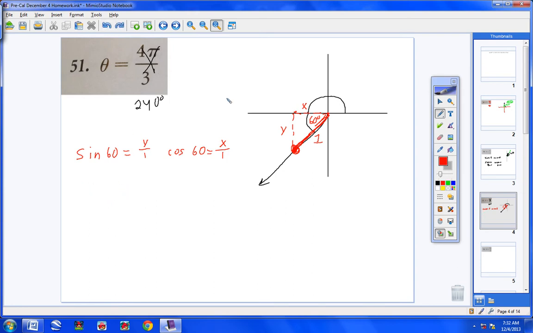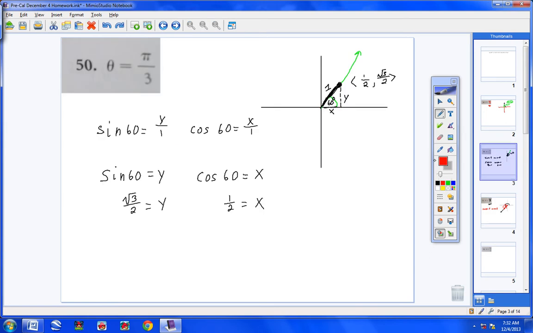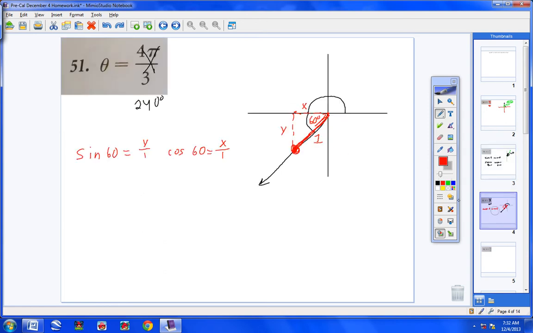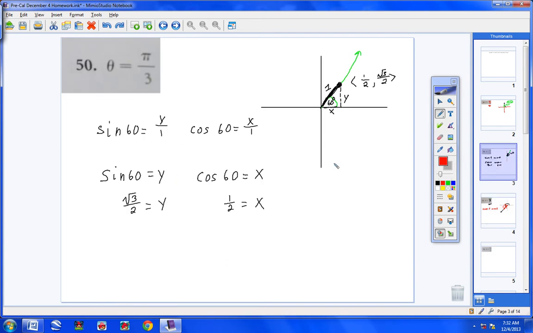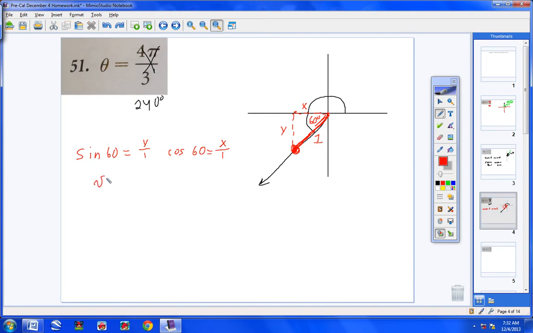If you look back at the last problem that we did, right here, we have this equation here, and this equation here, and they're the exact same thing as what we have here. So there's no need to do all this work again. We can see the answer to y is square root of 3 over 2, and the answer to x is 1/2. So the answer to this is square root of 3 over 2. The answer to this right here is 1/2.